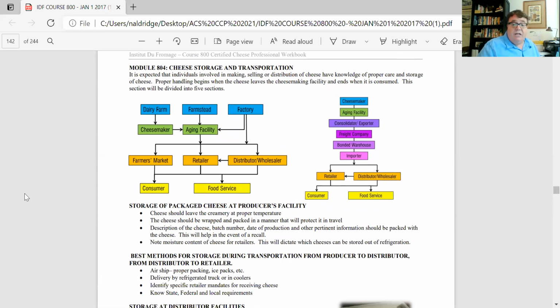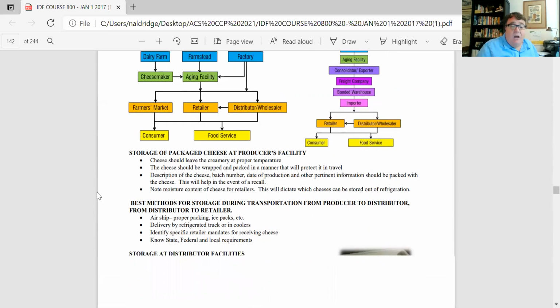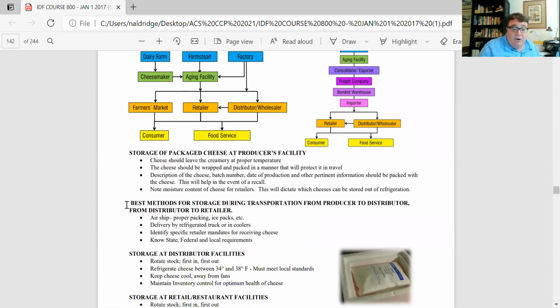Cheese storage and transportation. These graphs are good to know, like who all touches the cheese and where it comes from, but you're not going to get asked questions so much about that. What you are going to get asked a question about is under best methods for storing during transportation from producer to distributor to retailer. So even in the best practice guide for cheesemakers I keep talking about, go over that too, but understand that you will get asked about this.